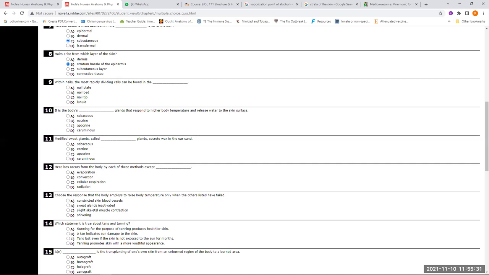Imagine you're picking up a pin. You'd use the tips of your fingers, or in fact, you might even use your nails to pick it up. It helps to have a firm backing. It gives the skin support. That's another function of the nail itself. Within nails, the most rapidly dividing cells can be found in the area called the lunula. Let's have a look at this.